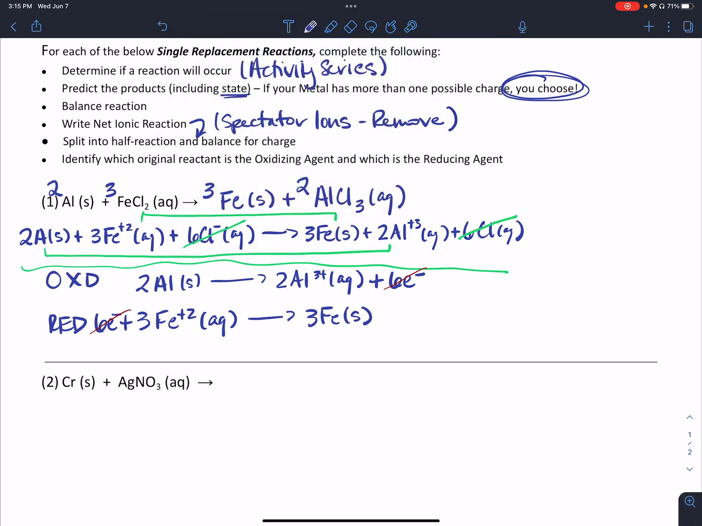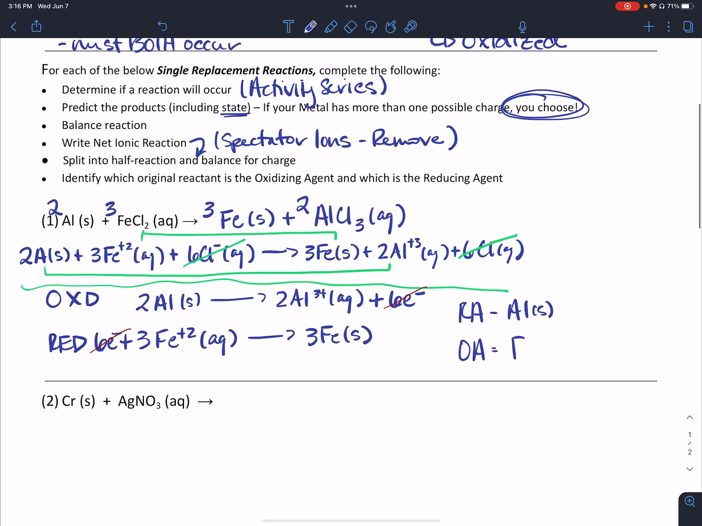All right, now to identify my agents, aluminum is being oxidized, so my reducing agent is going to be solid aluminum. All right, the iron ion is being reduced, so my oxidizing agent is going to be iron(II). All right, and then those are my agents. Okay, so that's what we need to do.